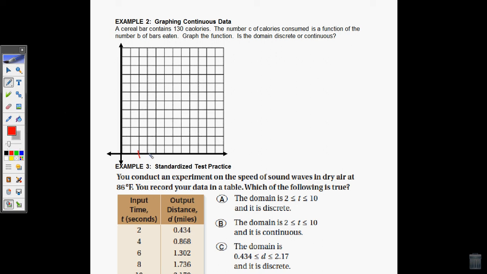Why don't I say these are inputs of 1, 2, 3, and let's do 4 again. I wasn't given a function, but it should seem easy enough. If I eat 0 bars, I've eaten 0 calories. If I eat 1 bar, it tells me I've eaten 130 calories. 2 bars would have to be 260 calories, and 3 bars would have to be 390 calories.